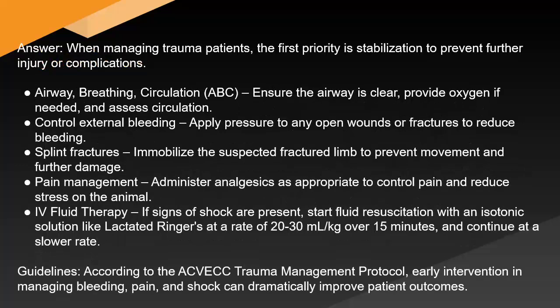Answer: when managing trauma patients, the first priority is stabilization to prevent further injury or complications. Airway, breathing, circulation, ABC. Ensure the airway is clear, provide oxygen if needed, and assess circulation. Control external bleeding. Apply pressure to any open wounds or fractures to reduce bleeding. Splint fractures. Immobilize the suspected fractured limb to prevent movement and further damage.